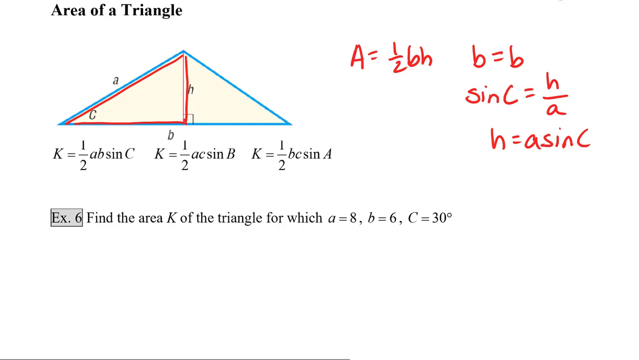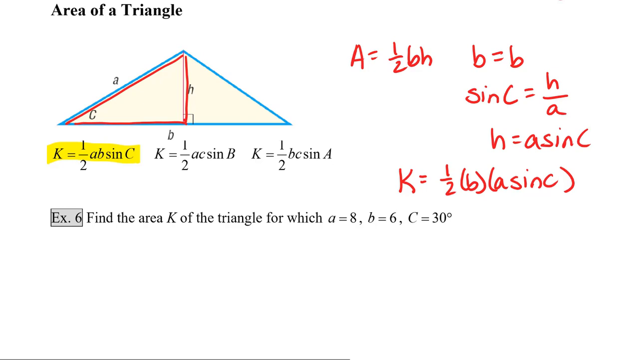So now I could say my area of the triangle, we like to call that K, is equal to 1/2 times the base b times the height a times sine of C. This leads us to the three formulas that we see here. We just derived this one right here, K equals 1/2 ab sine of C, but this can also work if you're given different measures.